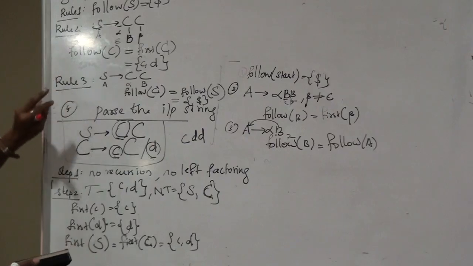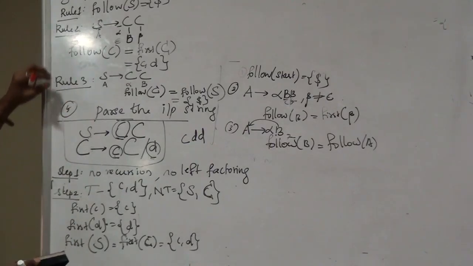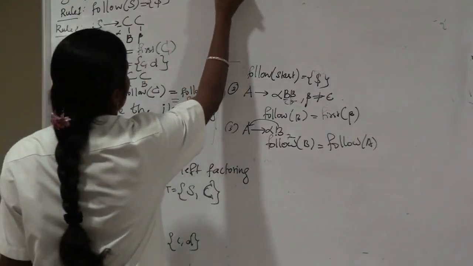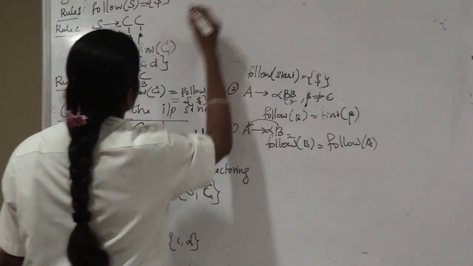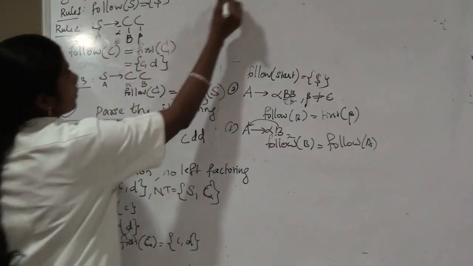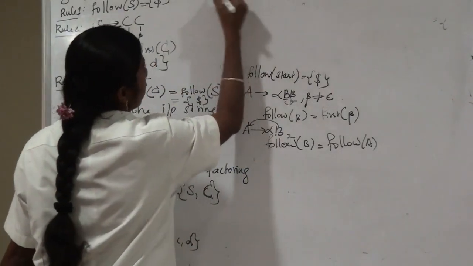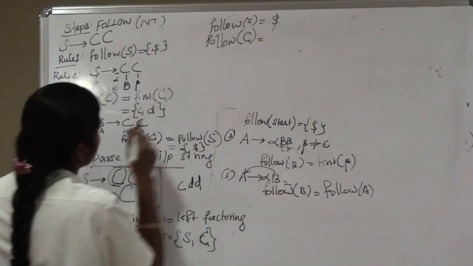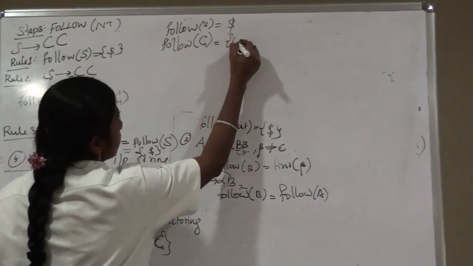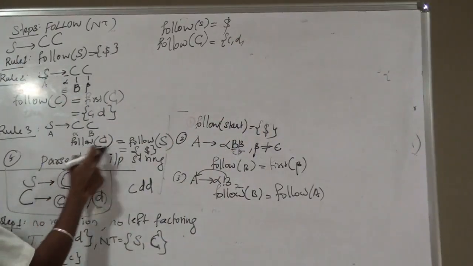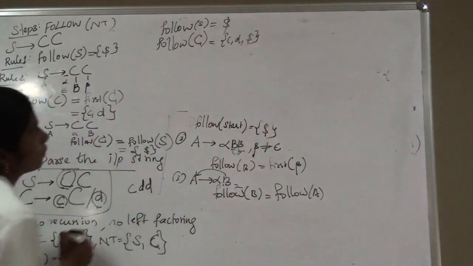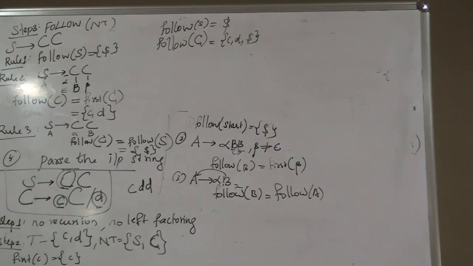So now we have completed 3 rules, right? Once you complete all these 3 rules for a production, first you have to summarize what all you have found in this production. Follow of S is dollar and follow of capital C is, so here you have found C comma D, and in this third rule you have found follow of C, dollar will also be added, right? Follow of C you have C D dollar. So now the first production is over.